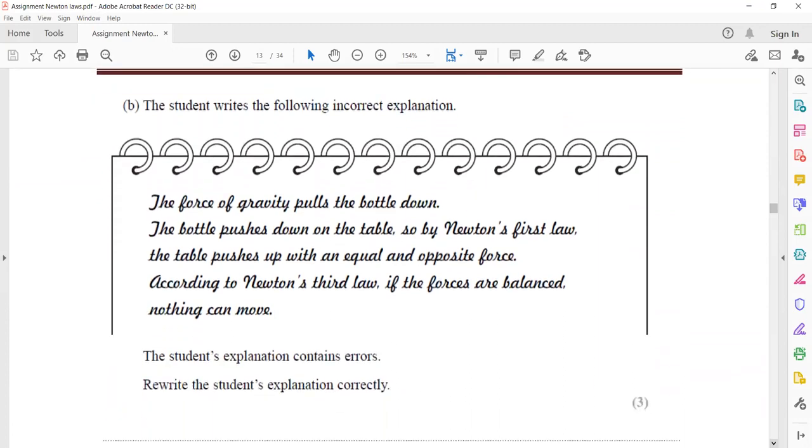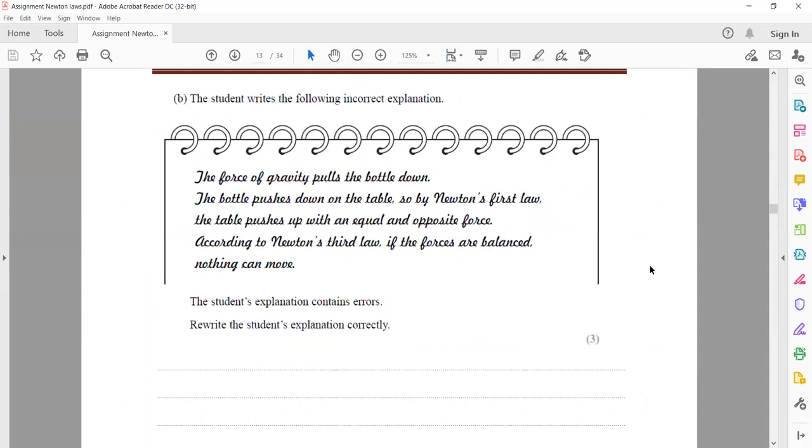Next part, the student writes the following incorrect explanation. So this is the explanation from the student, but it is incorrect. The student explanation contains errors. Rewrite the student's explanation correctly. So 3 marks.